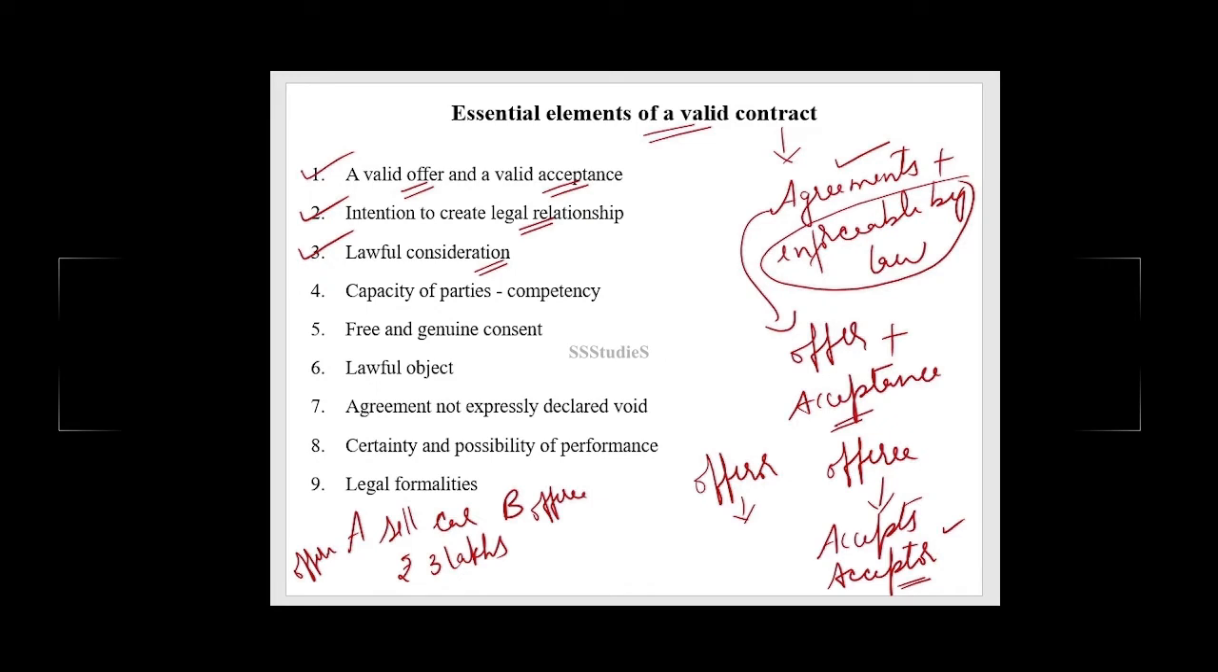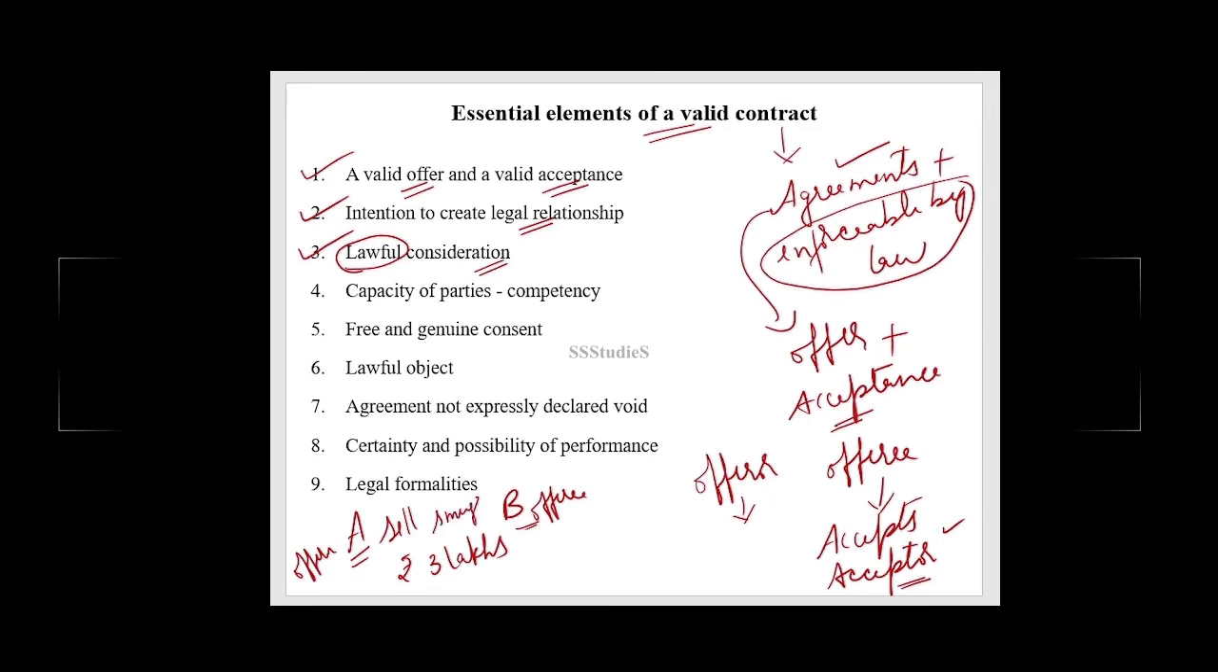So what does A get? A gets rupees 3 lakhs and in return he gives his car. What does B get? He gets the car and in return he gives rupees 3 lakhs. So both the parties should give something and get something in return. This something that is received and given is what is called consideration, and this consideration should be lawful consideration. Say if this particular sale is for smuggled goods.